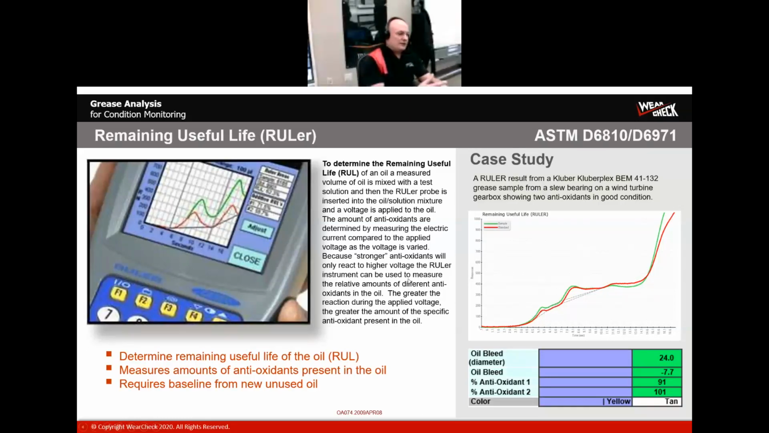So we can not only do this test on oils and see the types and amounts of antioxidant remaining, we can also do this on grease. We don't do a great deal of this. Really, more of the grease testing for oil condition monitoring is not about the ability for the grease to get an extended life. It's more about assessing the condition of that grease in operation.